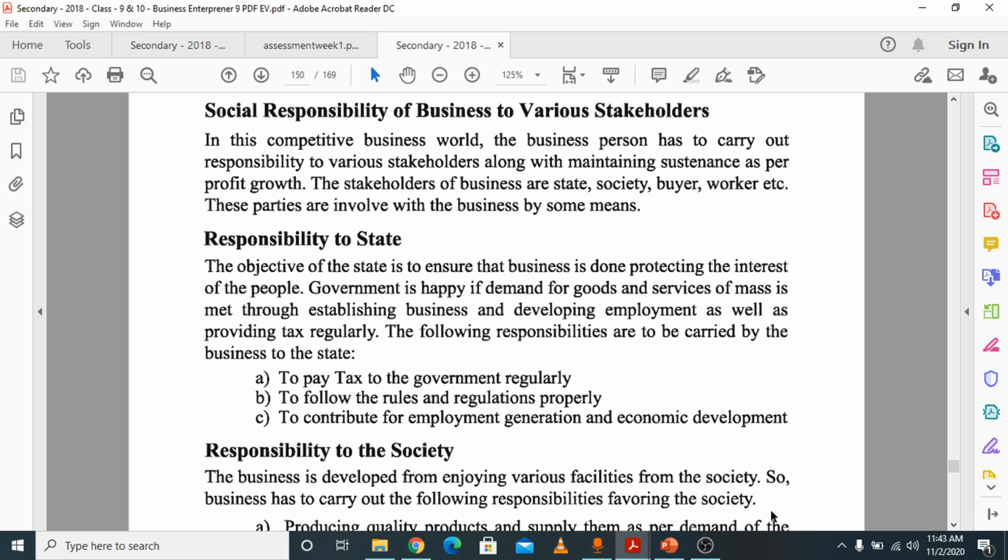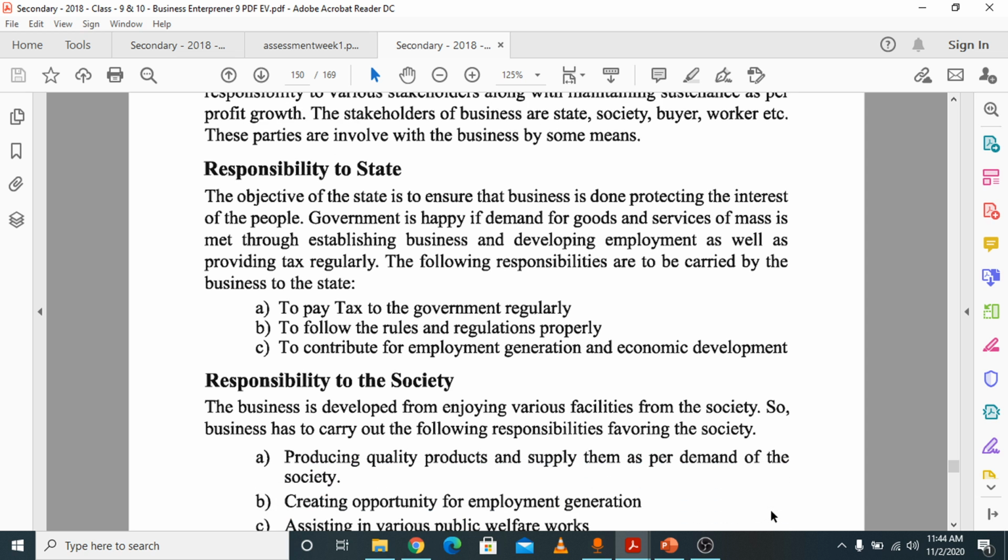To the state, the responsibilities are to pay tax to the government regularly, to follow the rules and regulations properly, to contribute for employment generation and economic development. These are the responsibilities which should be followed by the businessman towards the state.